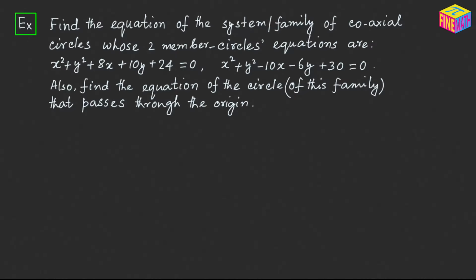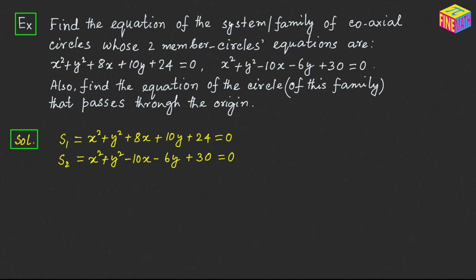So we have to find two things here, right? First, we have to find the general equation of the system of coaxial circles from the two given circles equations, and also we have to find out the equation of a specific circle from this family that passes through the origin. So let's get started with the solution. The two given circles equations can be written like this. And so what would be the general equation of the system of these coaxial circles?